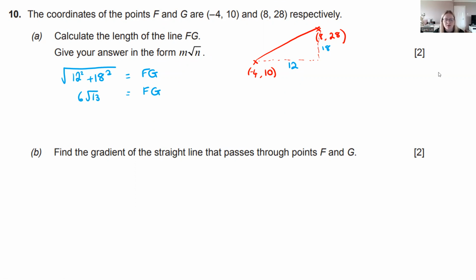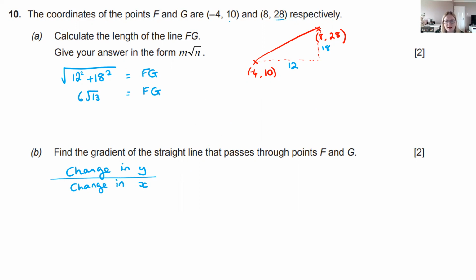And that was two marks. The next one, we're looking at the gradient of the straight line that passes through points F and G. So when we're doing gradient, it's the change in Y over the change in X. Now this can come up in your GCSE paper as well, so you should be revising this. So it's a double whammy.